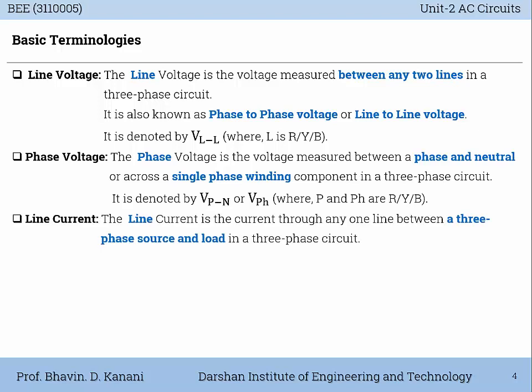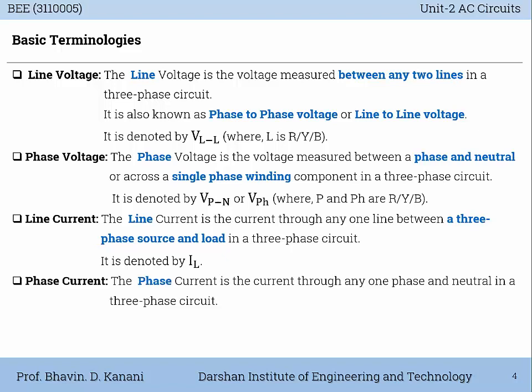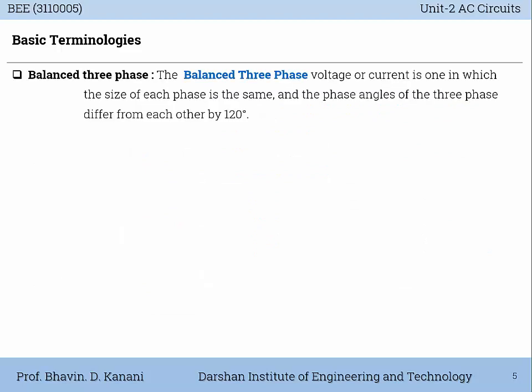Line current. The line current is the current through any one line between a three-phase source and load in three-phase circuit. It is denoted by IL, where L represents the line. Phase current. The phase current is the current through any one phase and a neutral in a three-phase circuit. It is denoted by IPH, where PH represents the phase.